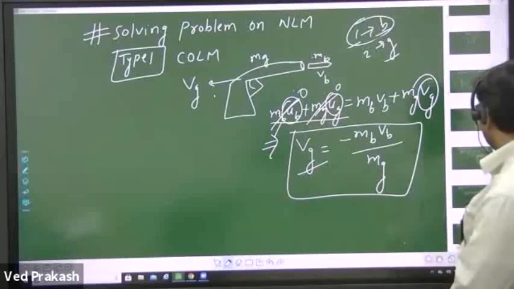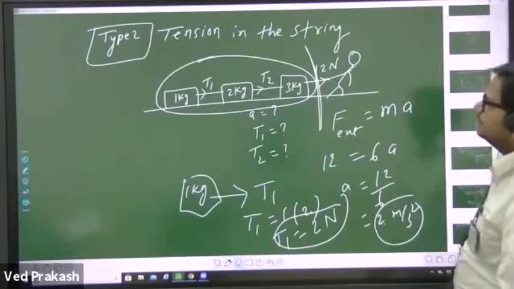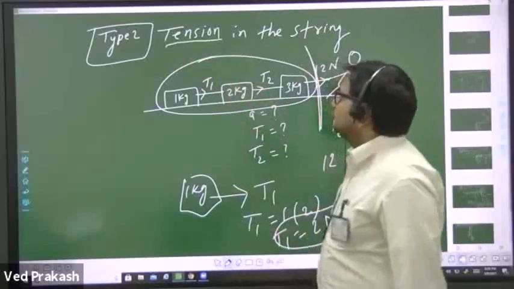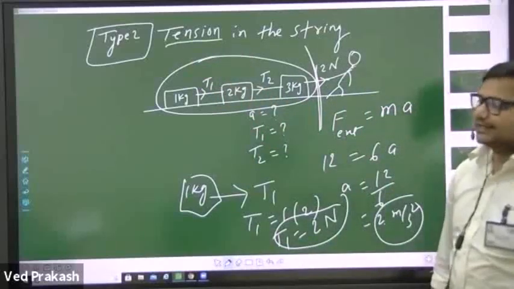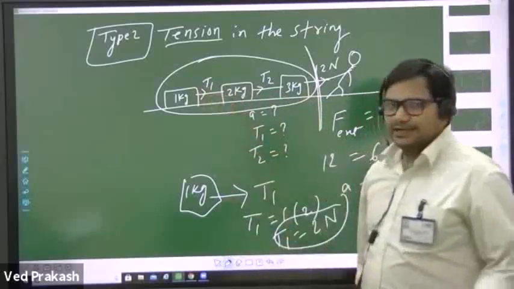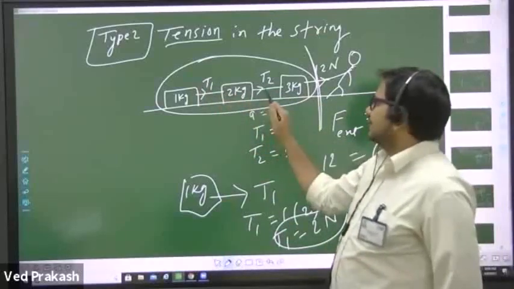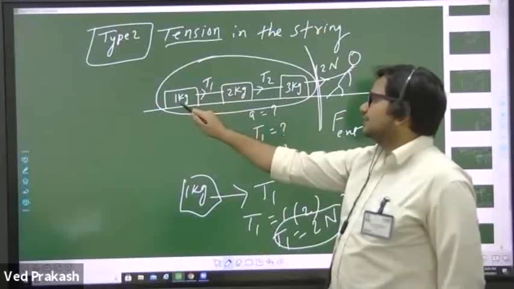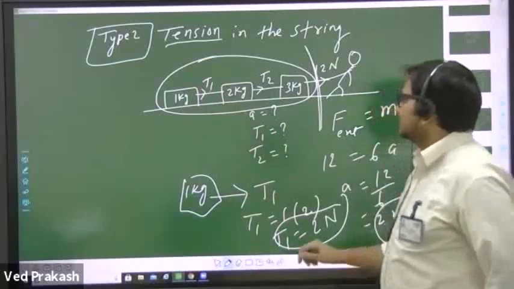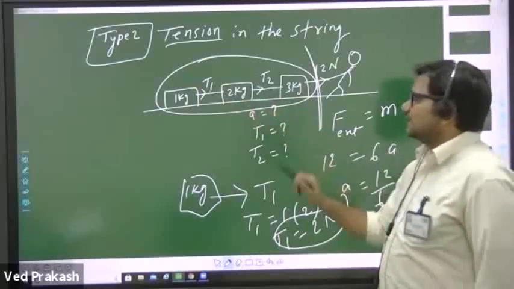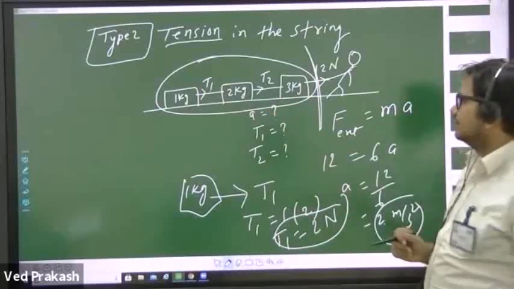So let's move to our next type, type 2. In type 2, we will learn how to find tension in the string. Suppose these three blocks are connected with strings and we have to find tension here and here. This tension force will act between the 1 kg and 2 kg objects, and we also have to calculate the tension on this rope which is acting between the 2 kg and 3 kg blocks.